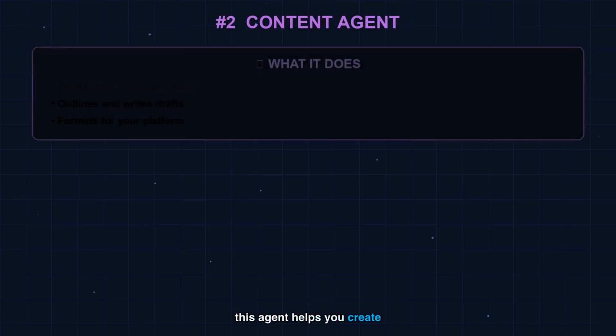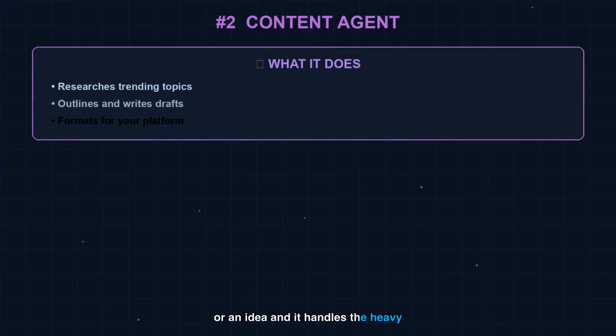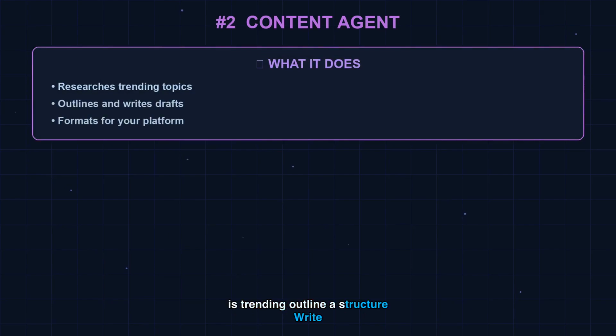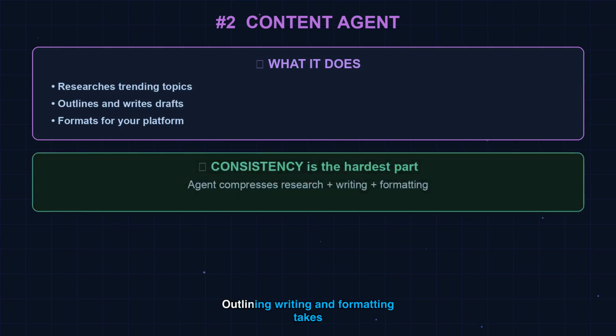Use case number 2, the content agent. This agent helps you create content consistently. You give it a topic or an idea, and it handles the heavy lifting. It can research what is trending, outline a structure, write a draft, and format it for your platform. Why this matters: consistency is the hardest part of content creation. Not because writing is hard, but because the process of researching, outlining, writing, and formatting takes forever. An agent compresses all of that.